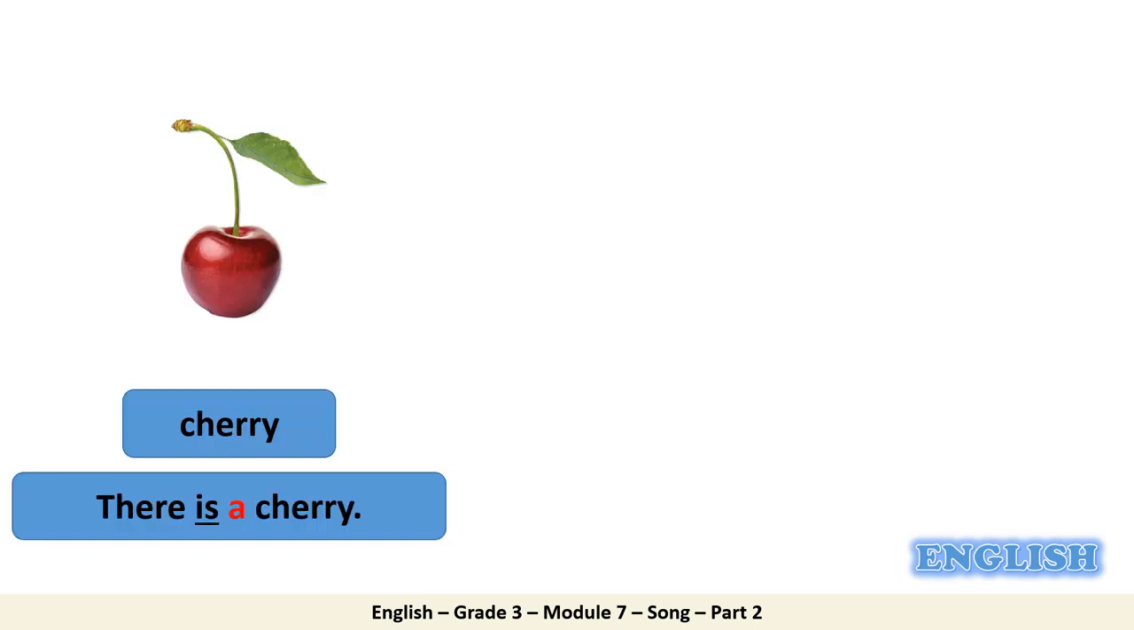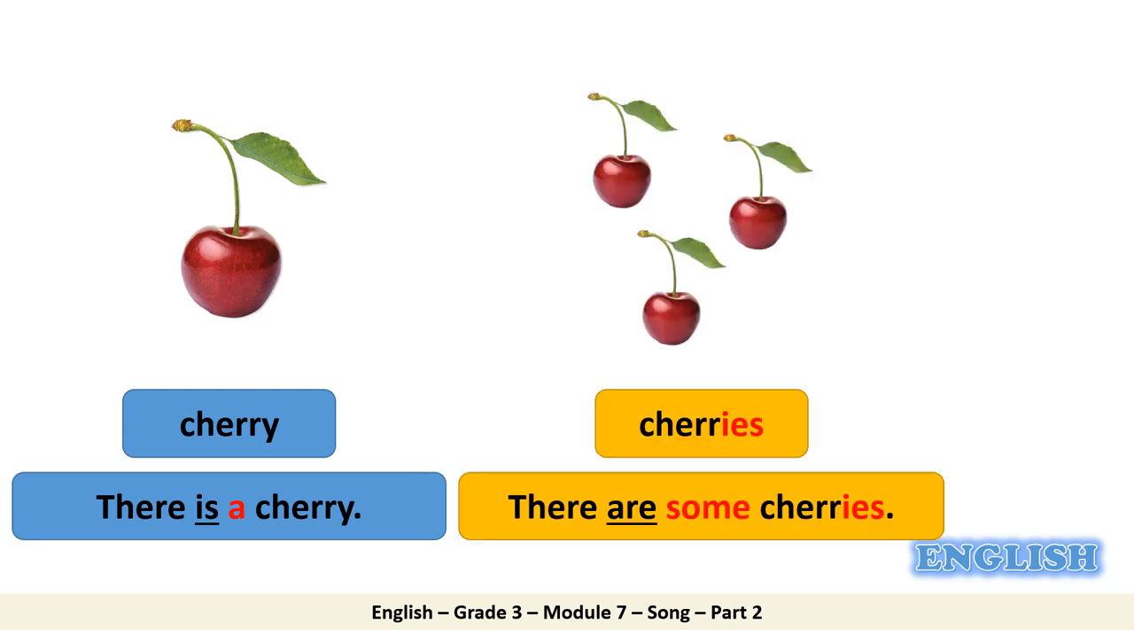Now let's learn it. Spelling rule number 3. By reading these sentences, you will find out the last spelling rule to make plural nouns. There is a cherry. There are some cherries. What did we change here? Excellent. We removed the Y and we added IES. And also here, we changed is to are and a to some.